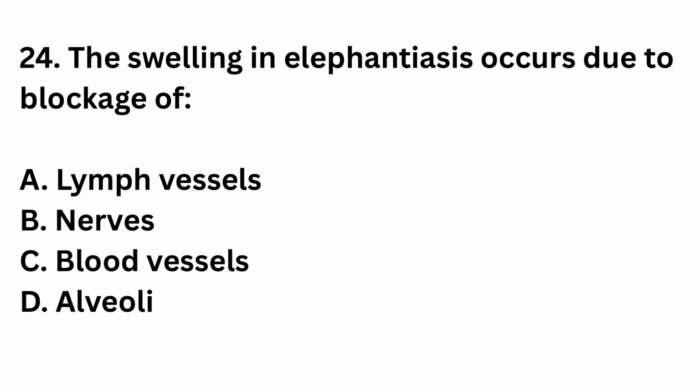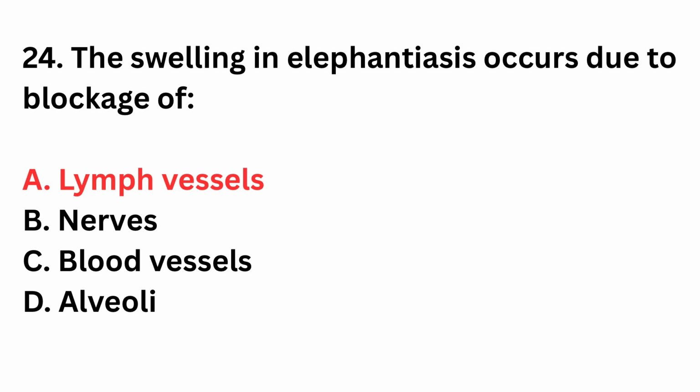Question number 24. The swelling in elephantiasis occurs due to blockage of lymph vessels, nerves, blood vessels, alveoli. The right answer is option A, lymph vessels. Filarial worms block lymphatic drainage. This leads to fluid accumulation and swelling.